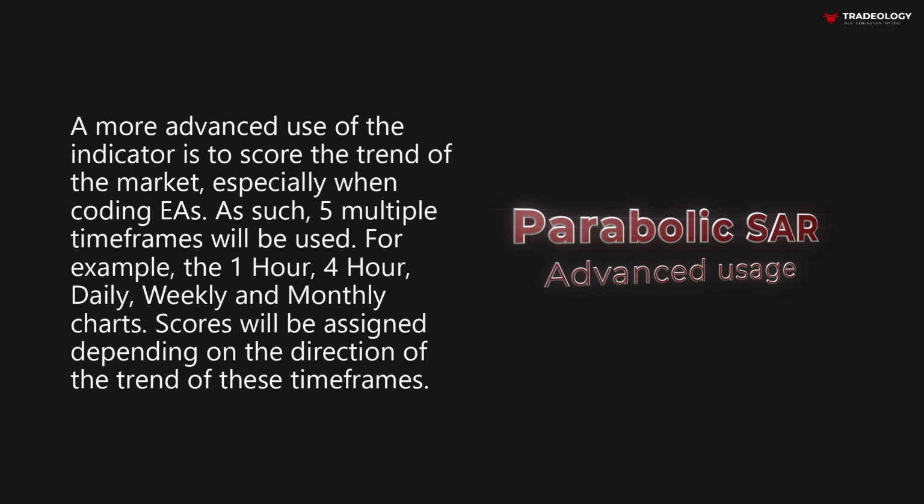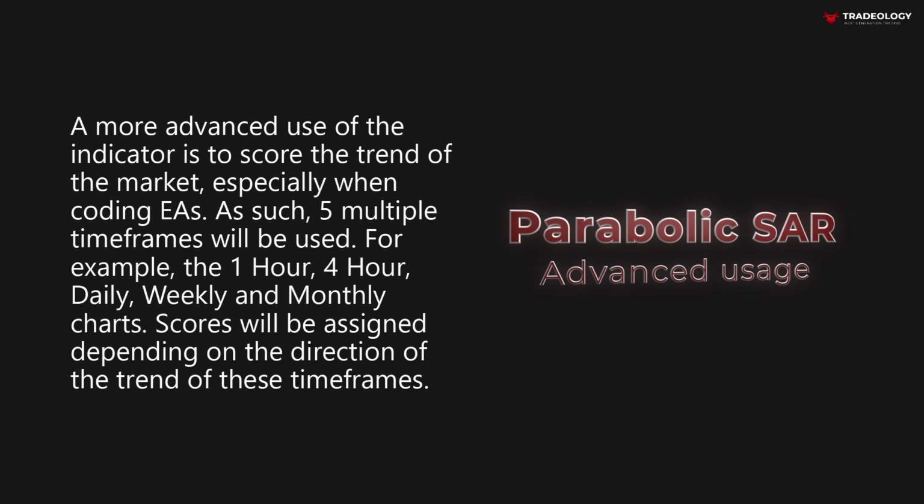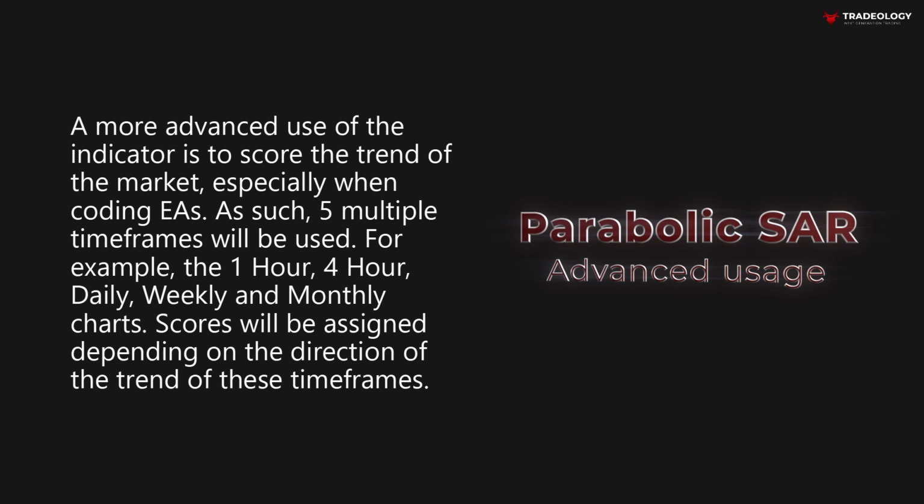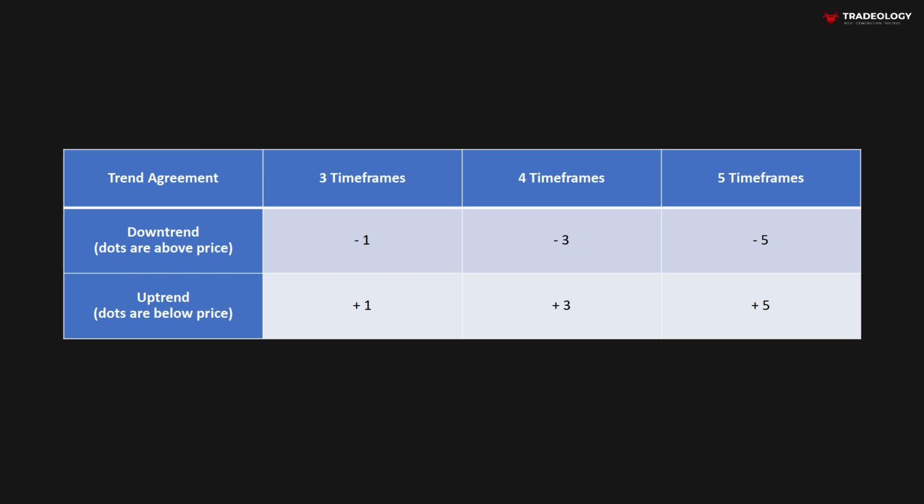A more advanced use of the indicator is to score the trend of the market, especially when coding EAs. As such, 5 multiple timeframes will be used. For example, the 1-hour, 4-hour, daily, weekly, and monthly charts. Scores will be assigned depending on the direction of the trend of those timeframes. Have a look at this table.